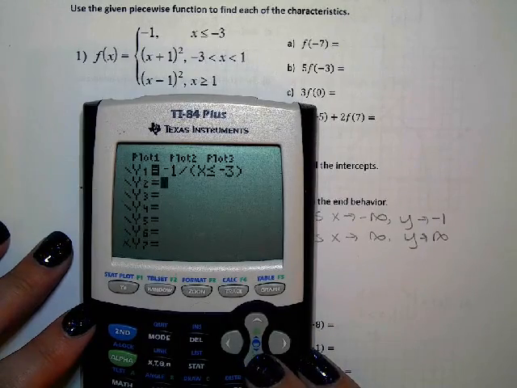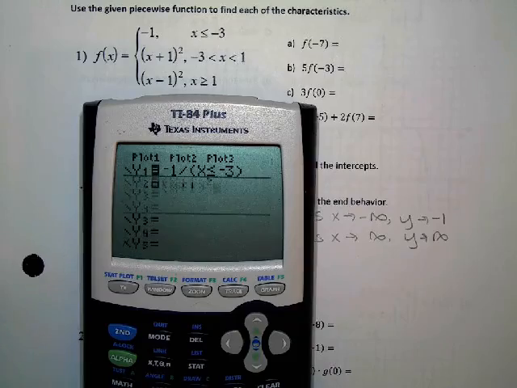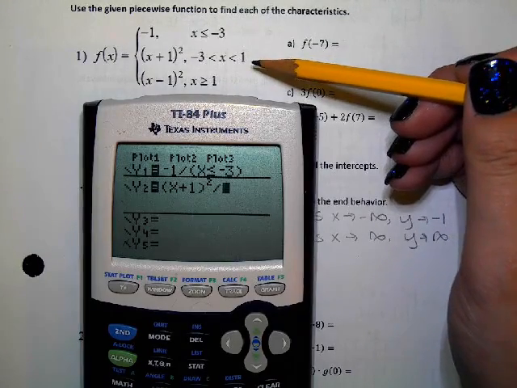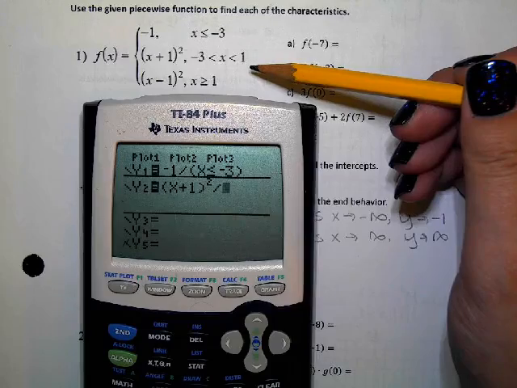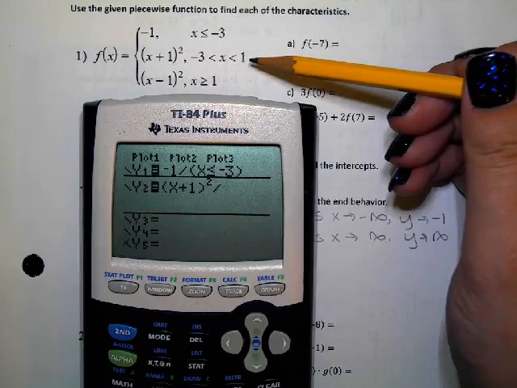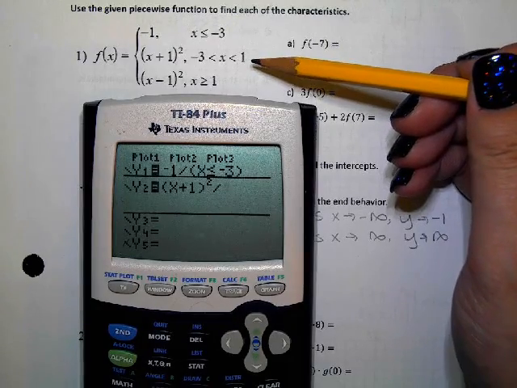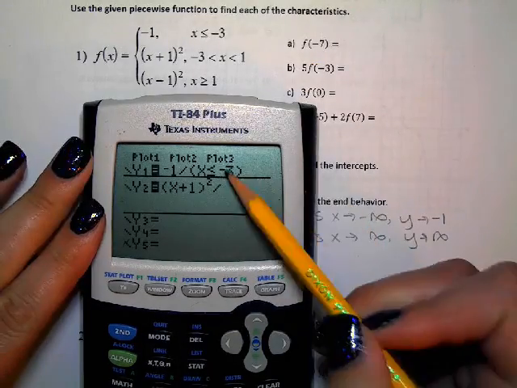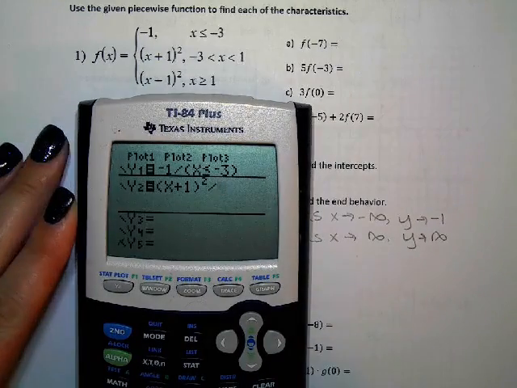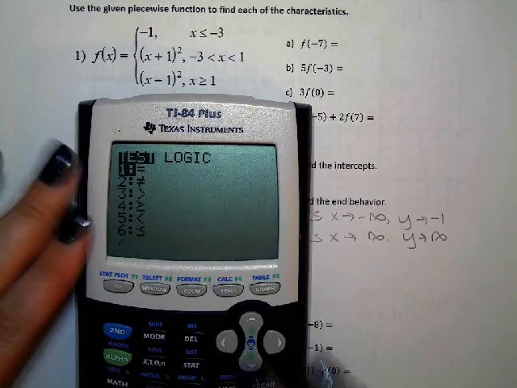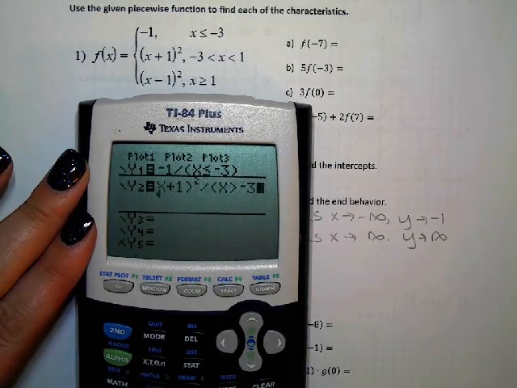How do we type in one like the second part? Your calculator doesn't like trying to type these in this way. The sandwich thing, your calculator does not like that. You use the and. X is greater than -3 and x is less than 1. X greater than -3, and then you hit second test, and then you go over to logic, and that's where your words are. And.